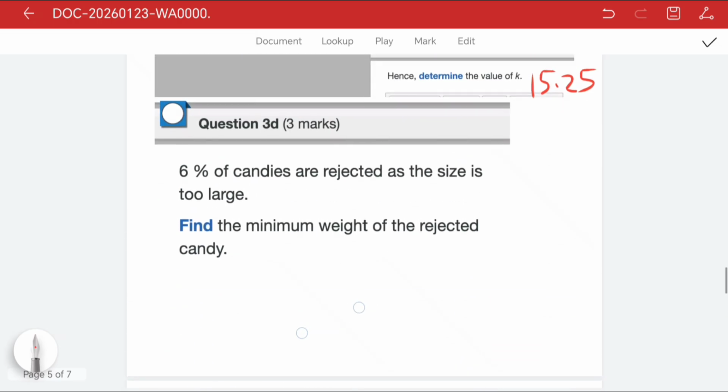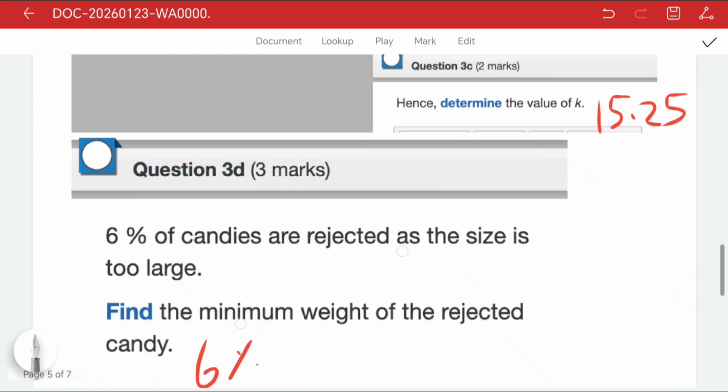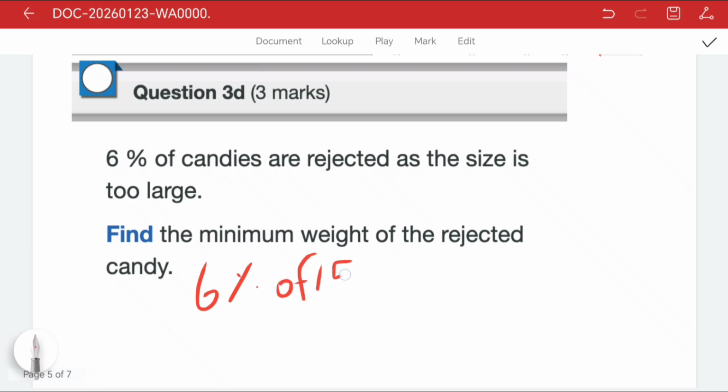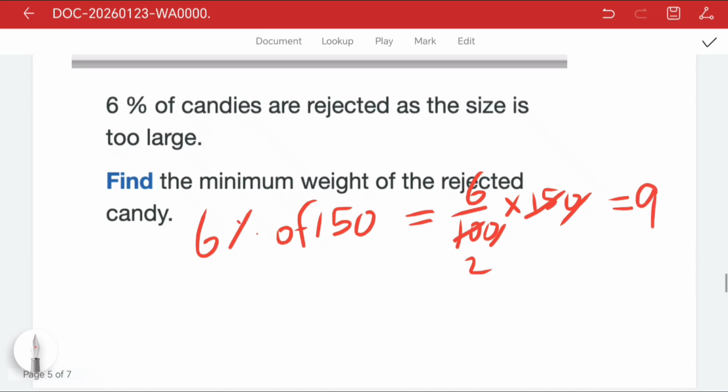After that, they are saying 6% of candies are rejected as the size is too large. Find the minimum weight of the rejected candies. First, we will find 6% of the candies. So 6% of 150, because total candies are 150. So 6% means 6 over 100 multiplied by 150, or directly you can put it in the calculator. Let me check. Which is equal to 9. So 9 candies are rejected.